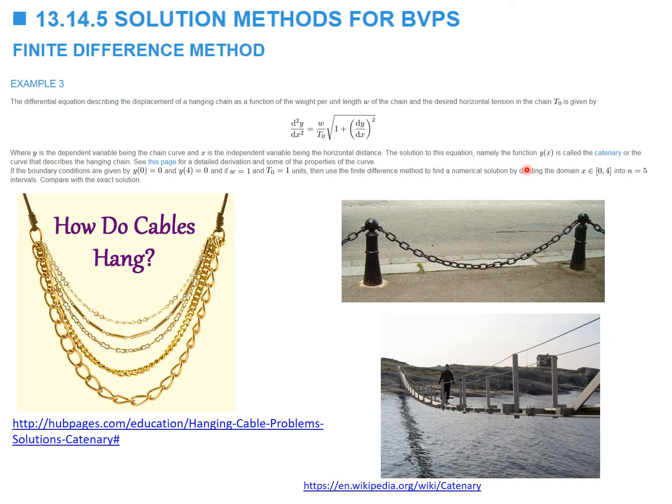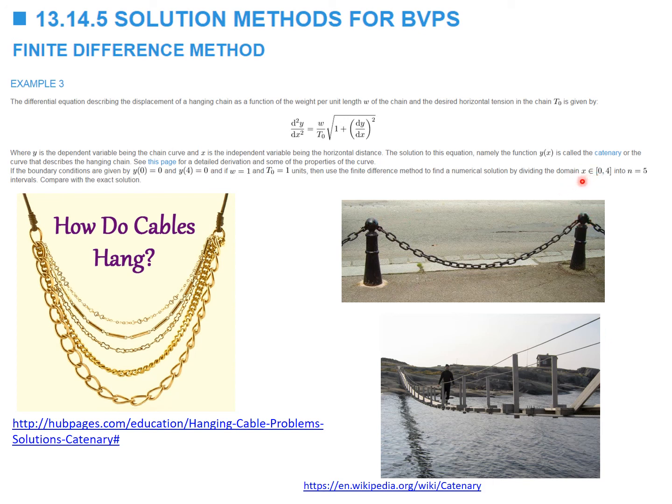I've posted some links here. The solution to this equation is called the catenary, or catenary curve. And the detailed derivation, I posted the link if you're interested in the detailed derivation of this equation. So here we're given w and T naught as 1. We're given that the length between the two posts is 4. And we're given that the displacement at both ends is 0.